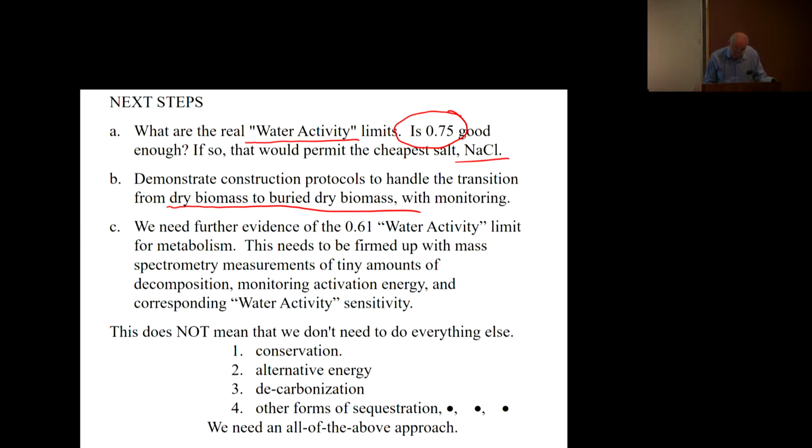And what is the ultimate limit? It looks like it's 0.61, but we really need to firm this up with mass spectroscopic measurements of tiny amounts of decomposition. I think it matters for the future if it's 0.6 or 0.62 or down in that range. But this doesn't mean we should stop conservation or abandon all alternative energy. We need to do all these things. We still need to do them, and we need an all of the above approach.